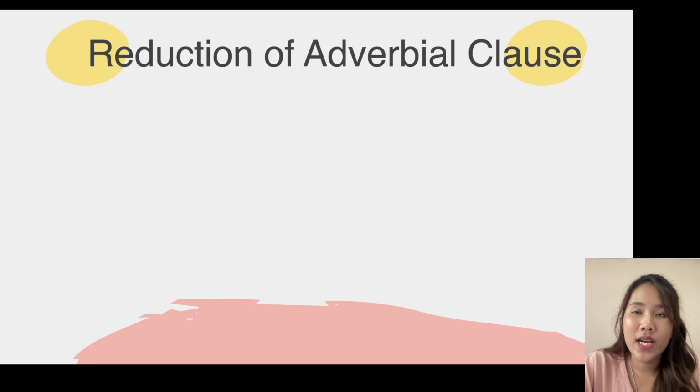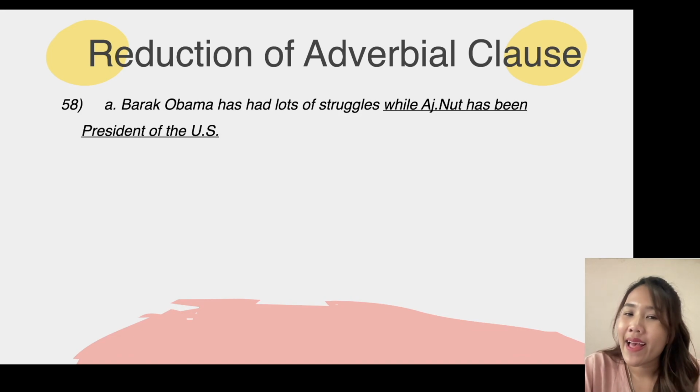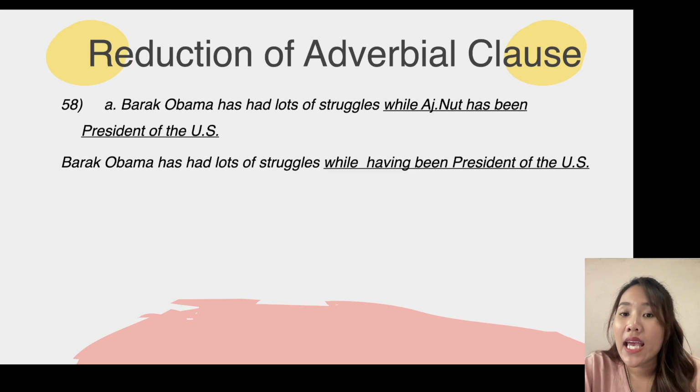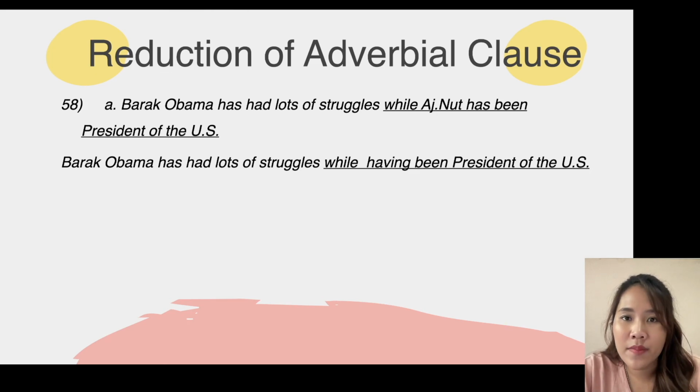The reason we can reduce only if the subject of both clauses is the same is because if it's not the same, like in this case, "Barack Obama has had a lot of struggles while Ajanat has been president of the US," if I reduce it, definitely the subject of the adverbial clause is gone, right? And the meaning does not carry the same meaning. Like "Barack Obama has had a lot of struggles while having been president of the US." In this case, the subject is lost and the sense of meaning is lost too.